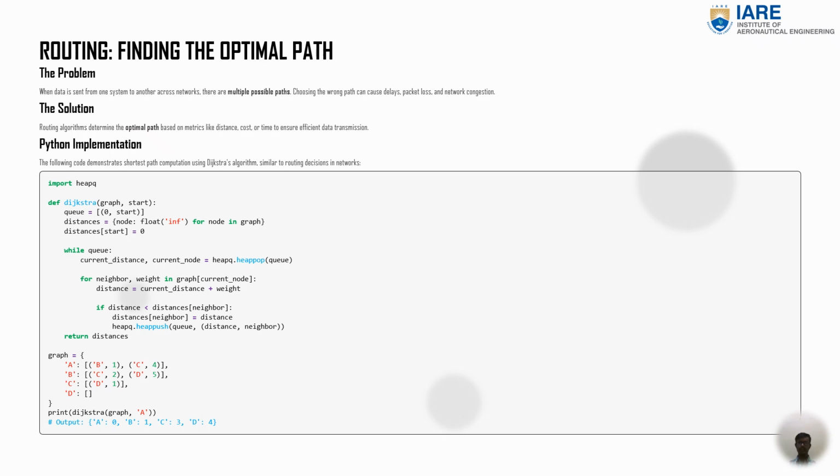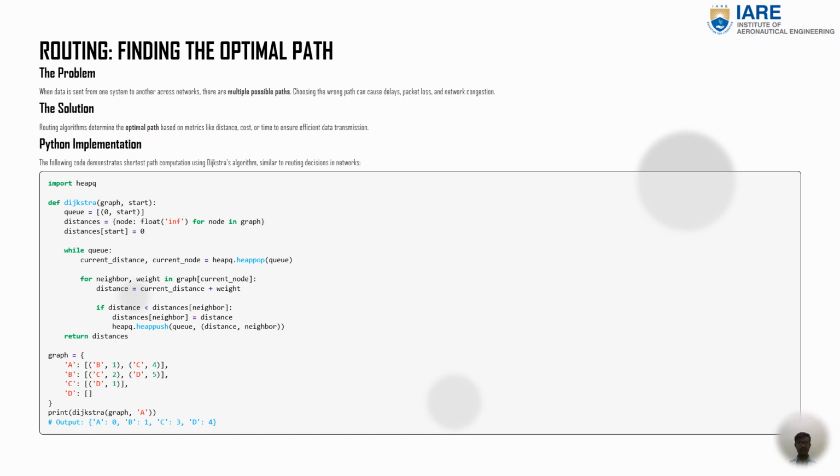Here D has no neighbors. Here is the function call. We are calling the function print Dijkstra graph A, starting from the node A. The step-by-step working is that initially the distances are A is equal to 0, B is equal to infinite, C is equal to infinite, D is equal to infinite, and Q is equal to 0, A.